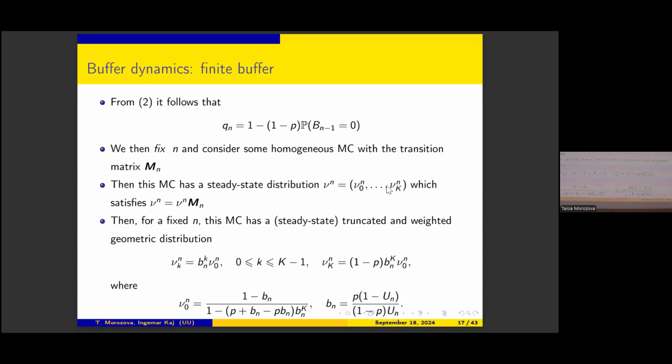And then because the buffer is finite, and because this Markov chain is a good one, so it's irreducible and aperiodic, which you can actually see by construction, we know that this Markov chain has a steady-state distribution, and we will call it nu n, which satisfies this equation, which has this transition matrix. Because we know the type of the process, a birth-death type process, and we know the transition probabilities, we can identify the shape of the distribution.